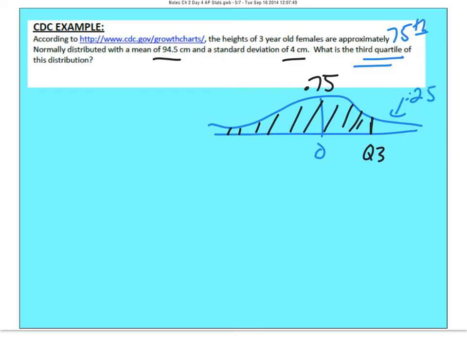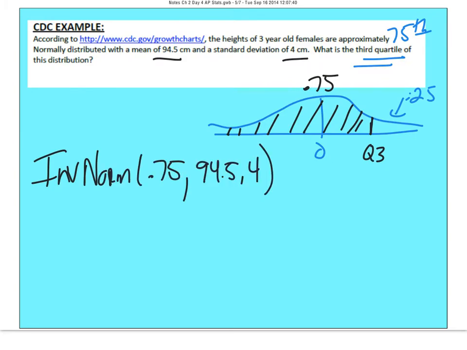If you want to figure out the third quartile, basically the z-score, all we need to do for that is an inverse norm, doing 75% of the data. So I'm going to do inverse norm, and I'm just going to do 75% because it's below the curve. And I'm going to use the appropriate mean and standard deviation on this one. Again, I'm going to label it. That's my mean, that's my standard deviation, and that it's normal.